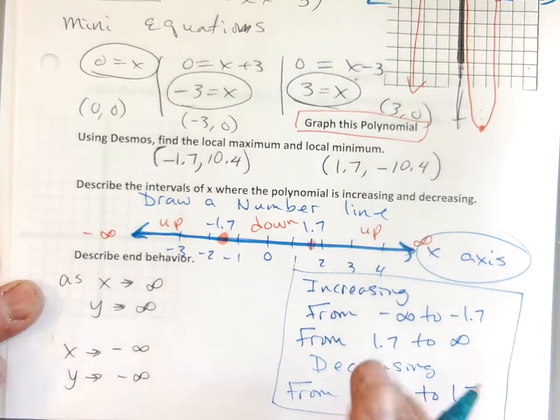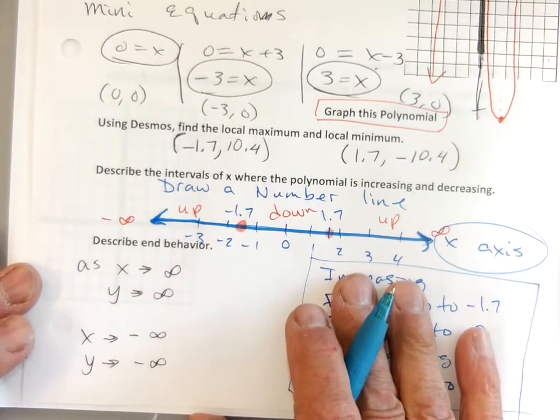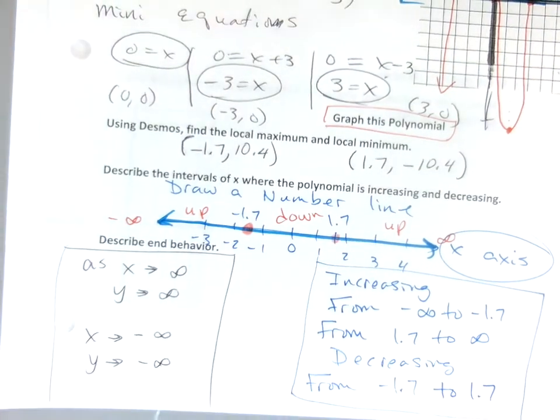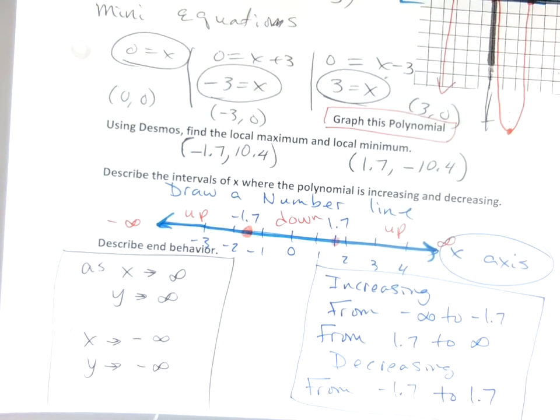Can you do that on the test? You need to put both, because there's two places x can go: to positive infinity and to negative infinity. If x goes to positive infinity, what's y doing? Positive infinity, right? If x is going to negative infinity, where's y going? Now, if the graph was upside down, it'd be the opposite, right?